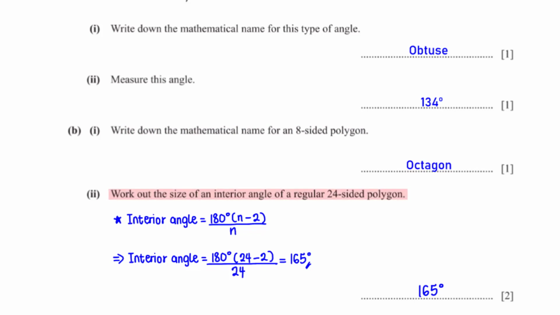Work out the size of an interior angle of a regular 24-sided polygon. Here is the formula for the size of an interior angle of a regular polygon. In this case, the number of sides n of the polygon is 24. When we type this into the calculator, we get 165 degrees.